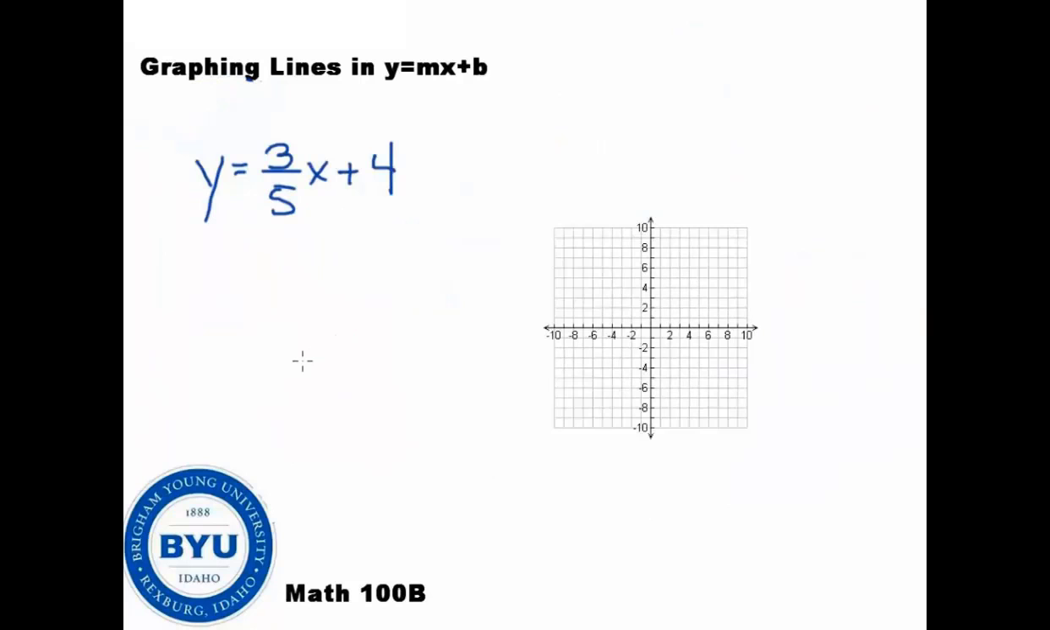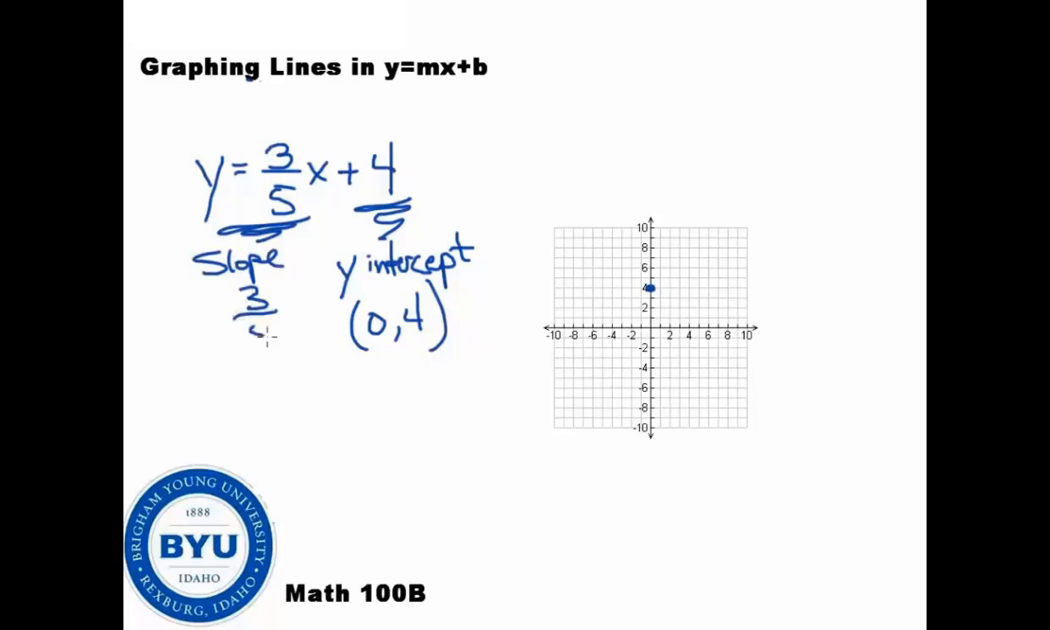Okay, let's do a problem with a fraction in it, just so you can see how this works, the same idea. Again, you're always going to want to find your slope and y-intercept. Here's the y-intercept. Y-intercept is (0, 4). Always graph that first. Then I find the slope. Slope is 3/5. So I'm going to use the slope of 3/5 to find the next point. Again, slope is rise over run. So this tells me to rise 3 and run 5 from my y-intercept.